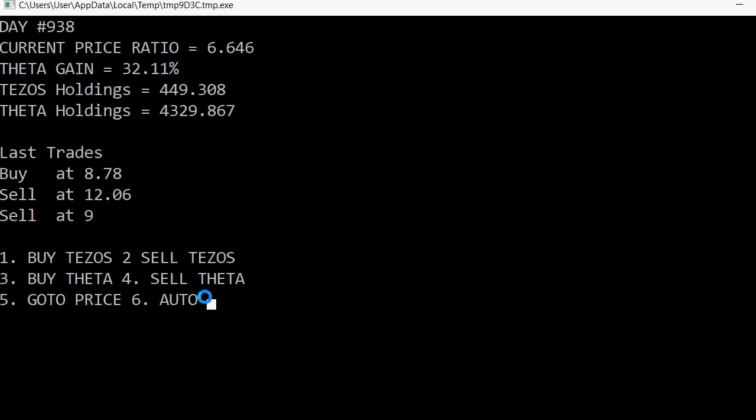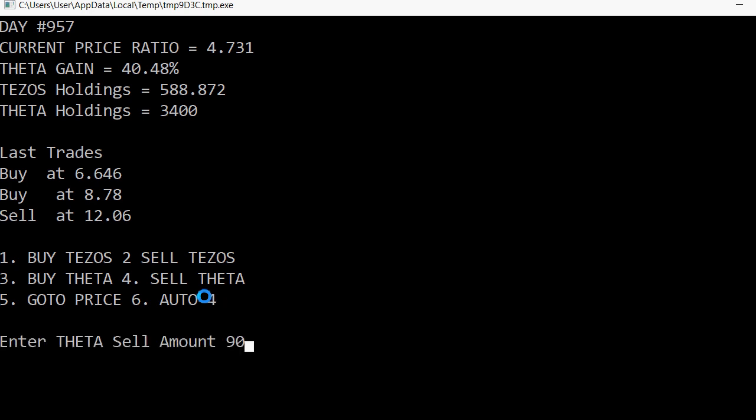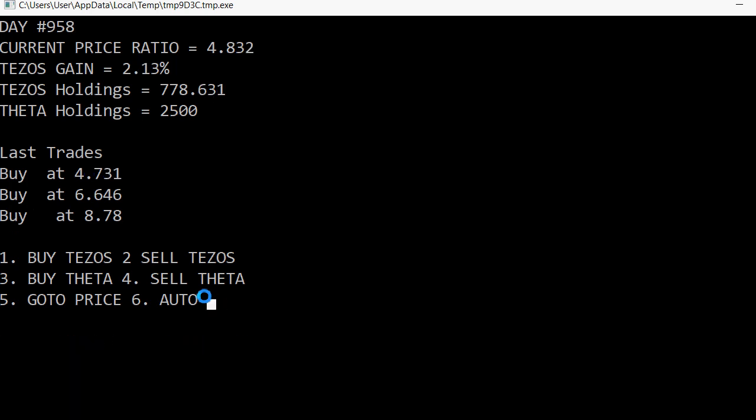And now Theta gains again. So 4,300 I own. Let's do like 929. And then day 939, let's move it to day 957. A gain of 40% for Theta. Let's do 900. And let's do it again on day 966, 3.46.